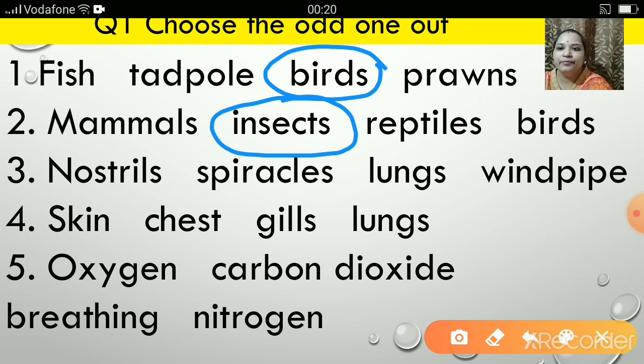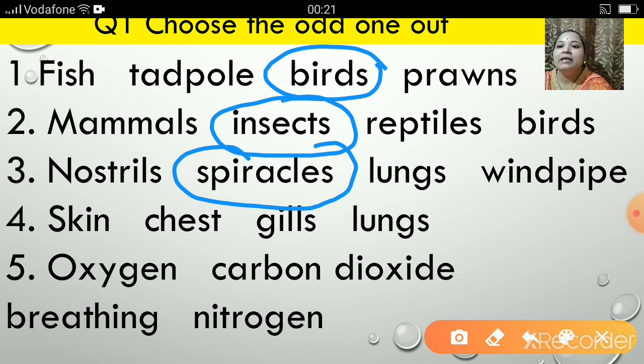the lungs. The next one, nostrils, spiracles, lungs, windpipe. So the odd one out is spiracles, because nostrils, lungs and windpipe are the breathing organ of mammals, whereas spiracles are the breathing organs of the insects.